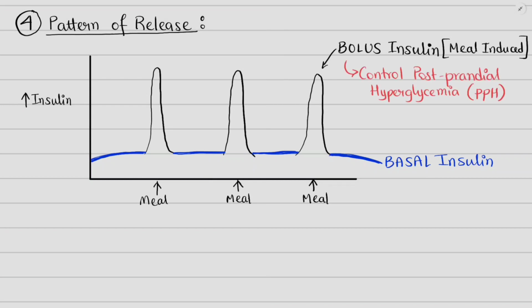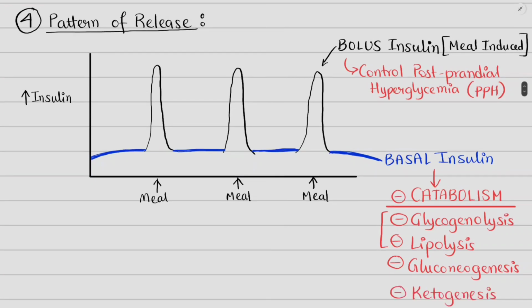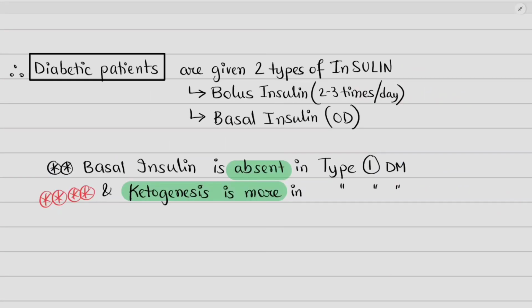Now bolus insulin has a particular use: it controls the postprandial hyperglycemia, PPH, and the basal insulin is used to inhibit catabolism. Now this can either inhibit glycogenolysis or inhibit lipolysis or inhibit gluconeogenesis or inhibit ketogenesis. Now remember that we have to provide the insulin levels in a diabetic patient just like the physiological levels. Therefore, diabetic patients are given two types of insulin. Number 1, bolus insulin, which is given 2 or 3 times a day according to the timing of the meal they are taking, and the basal insulin once daily because the basal amount of insulin secretion must be maintained.